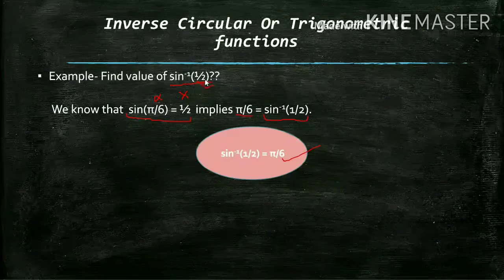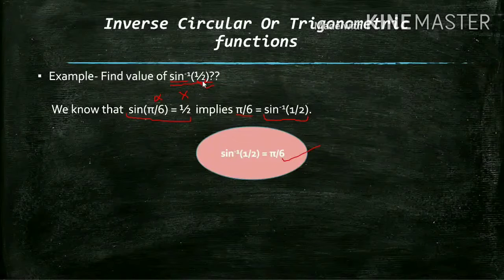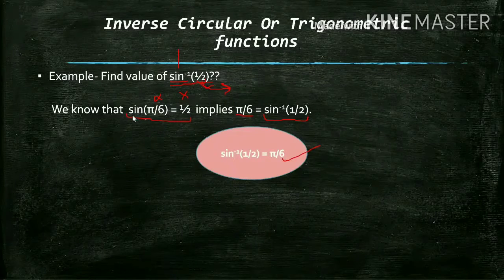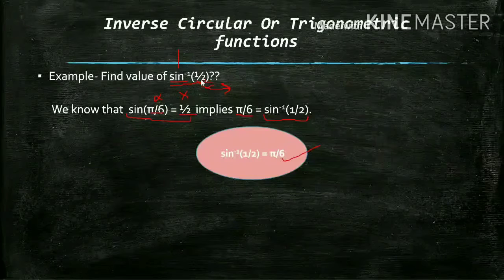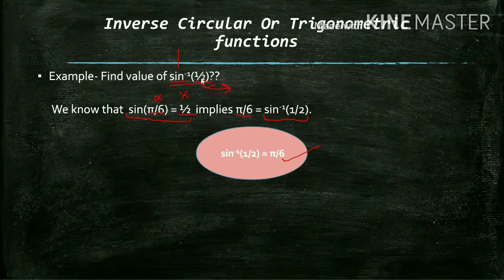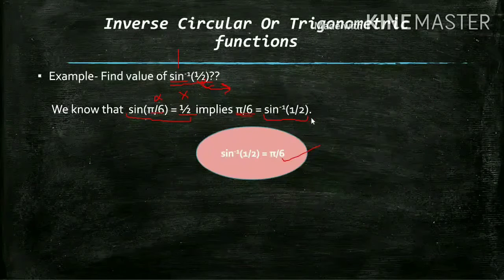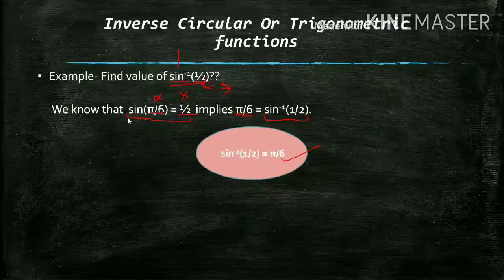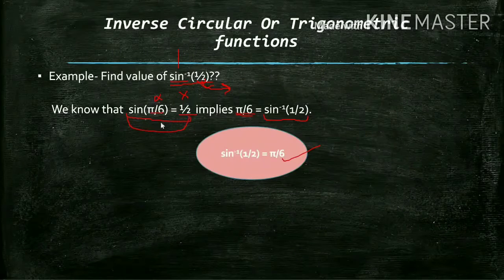Just what you need to do: for the number whose sine inverse you need to find, you need to find at which angle of this trigonometric function we get this value. Like I know that at pi by 6, that means at 30 degrees, the value of sine is half. So I can write that pi by 6 will be sine inverse of half. And this is basically the answer. And you clearly have to know the trigonometric tables in order to do these types of questions.